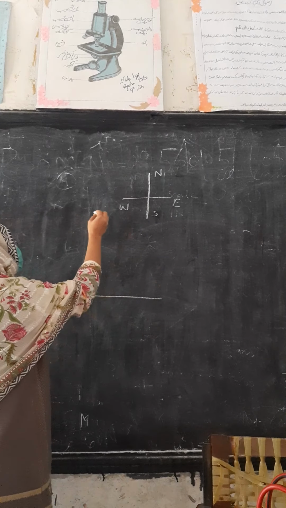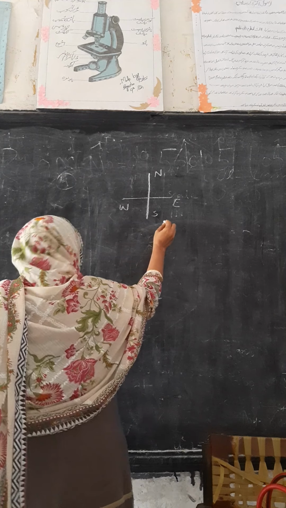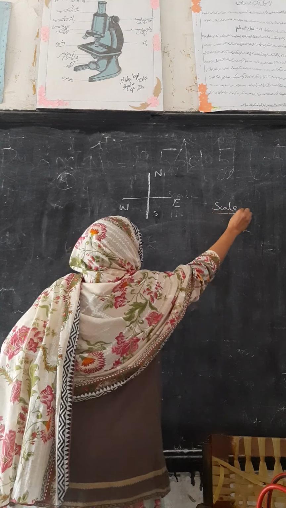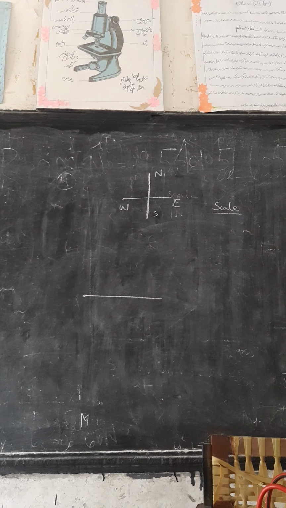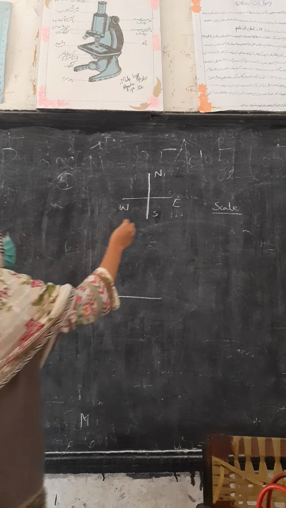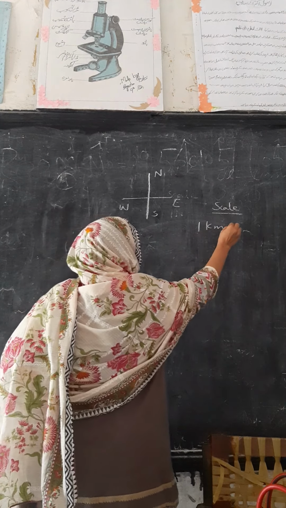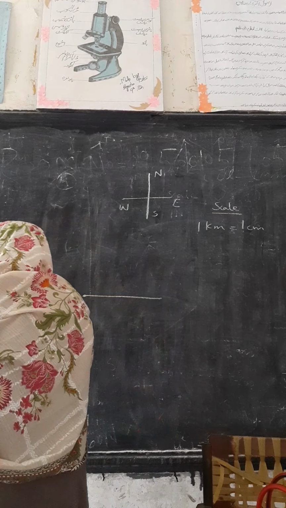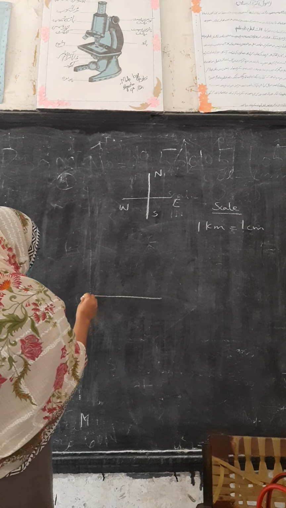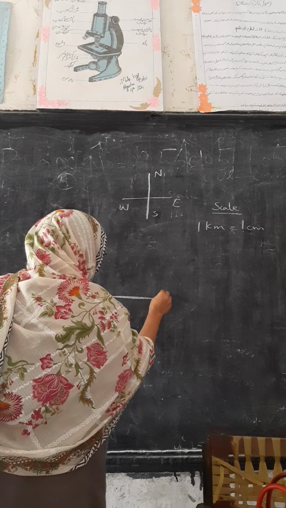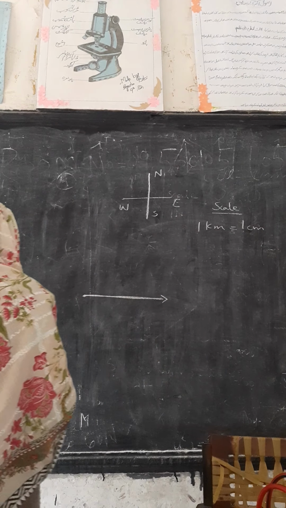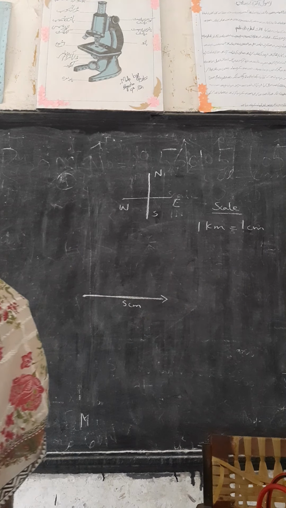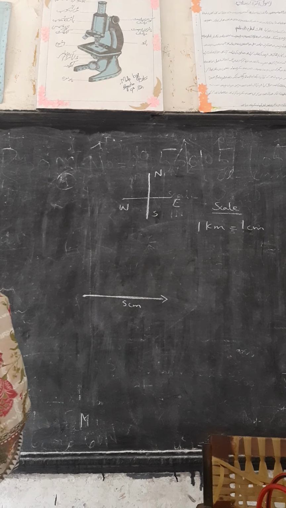5 km east, make a scale, the scale kind of thing. West to east. Now, then he travels 10 km south.